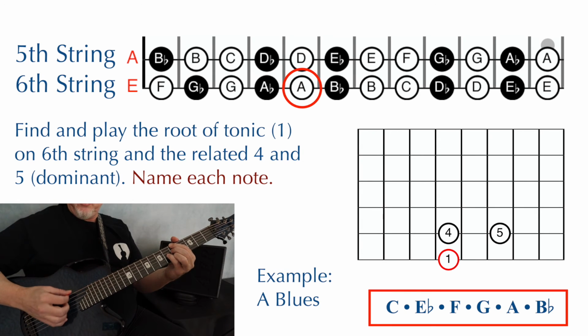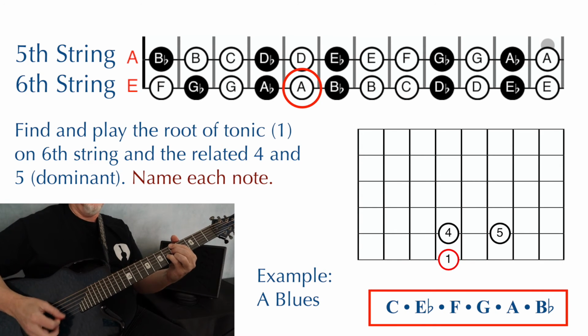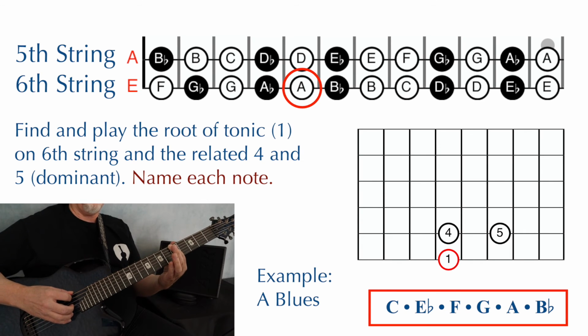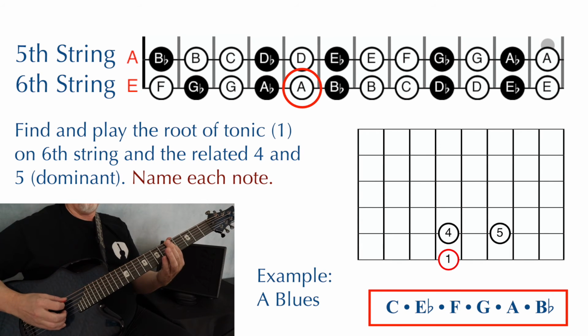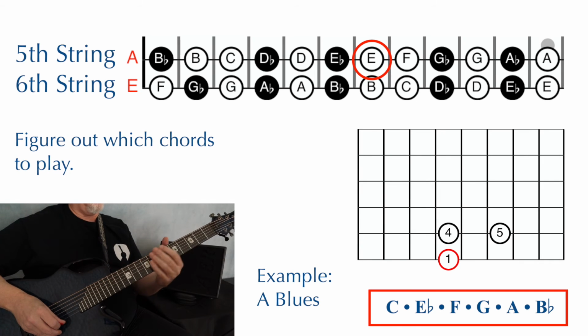We want to do an A blues, and we want to put the root of our 1 chord on the 6th string. So we would find the low A on the 6th string at the 5th fret, and then find your 4 and 5 relative to that. So there's your 1, your 4, your 5. Put some chords to that.